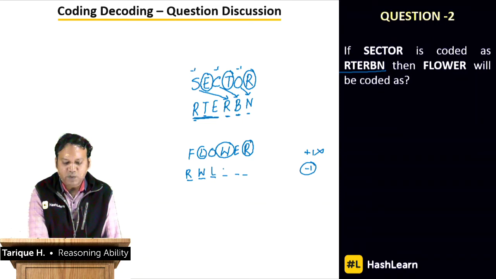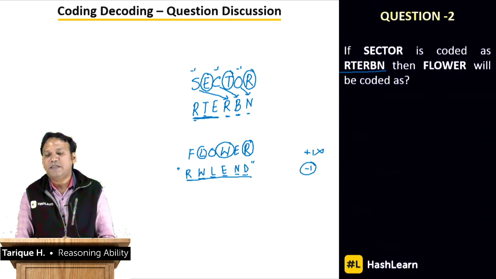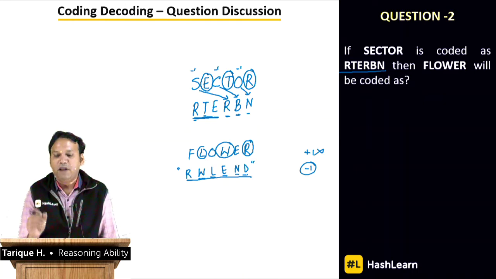Now F minus 1 will be E, O minus 1 is N, and E minus 1 is D. So we get this code here, R, W, L, E and D. That is the answer. So if sector is coded as R, T, E, R, B, N, then flower will be coded as what?